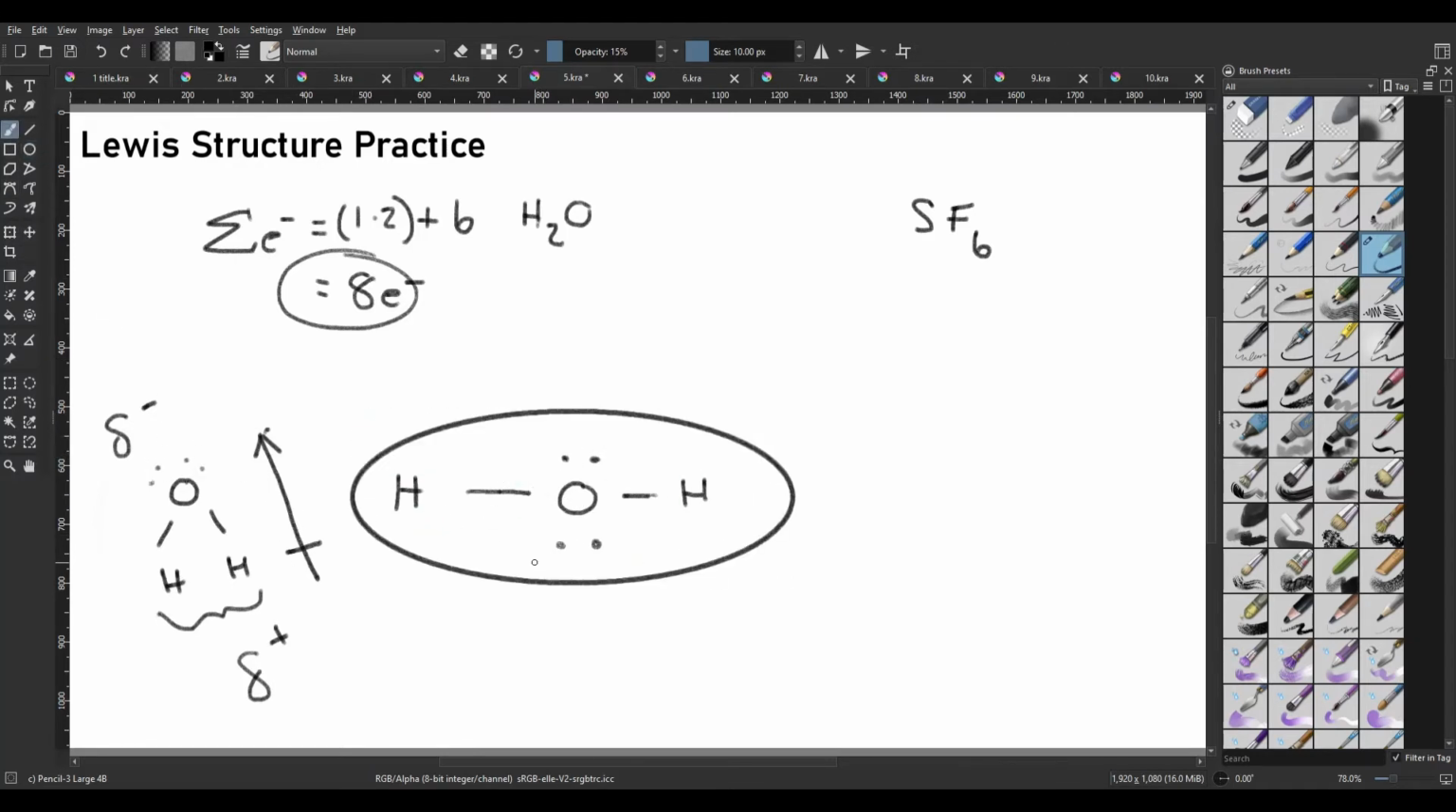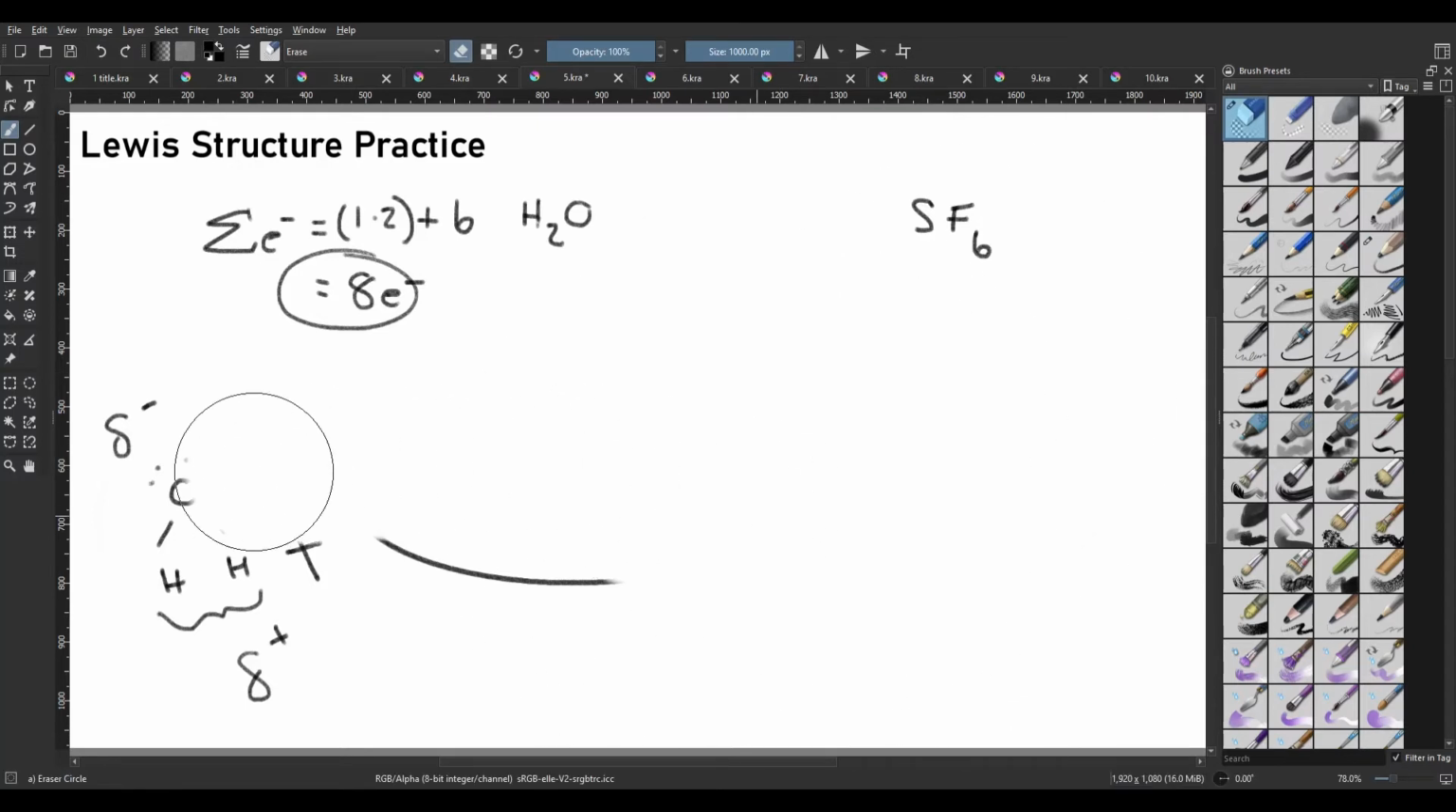So both of these are correct. They both mean the same thing. This is just a Lewis structure. This is a Lewis structure plus polarity indication here. It's the same thing. Both are correct here. So I'm going to go ahead and erase this, and we're going to move on to our final example.